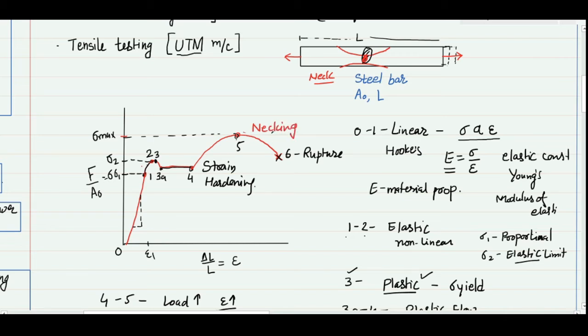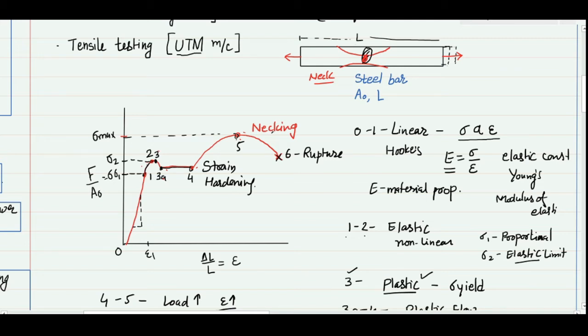So 5 to 6 is necking, 4 to 5 is strain hardening, 3a to 4 is plastic flow. Points 3 and 3a represent the yield point, two yield points, the upper yield point and the lower yield point. I will also cover what the upper and lower yield points are. 2 is the elastic limit, 1 is the proportional limit, and this is your linear region, and the whole stress strain diagram is made for mild steel material.